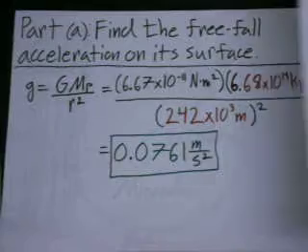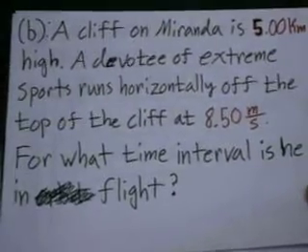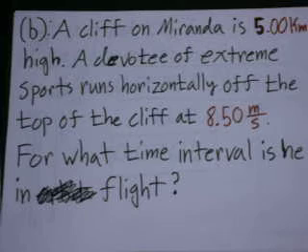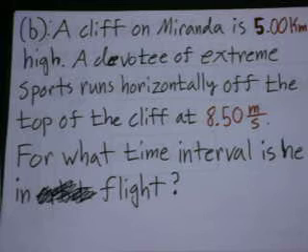The next part of this problem states that a cliff on Miranda is 5.00 kilometers high. A devotee of extreme sports runs horizontally off the top of the cliff at 8.50 meters per second velocity. For what time interval is he in flight? Again, the first part of this problem is to draw a picture.